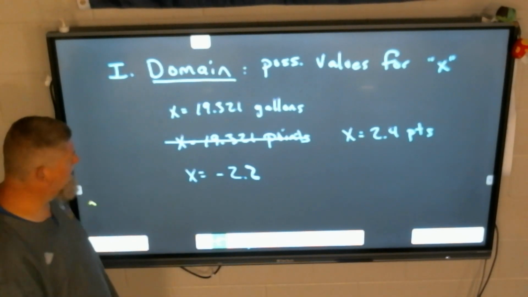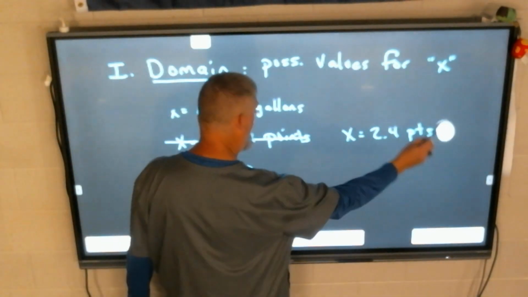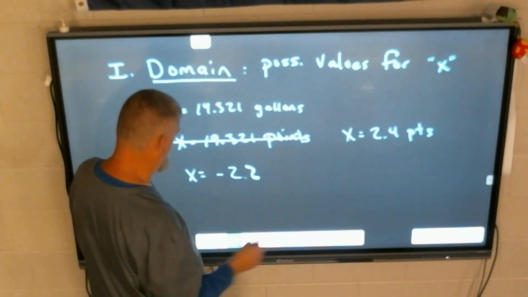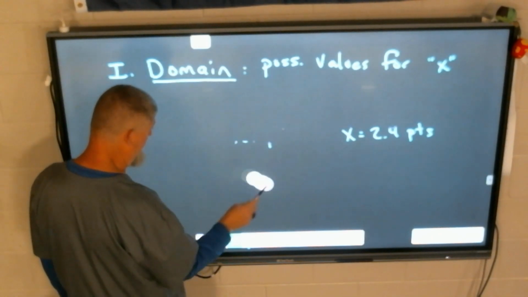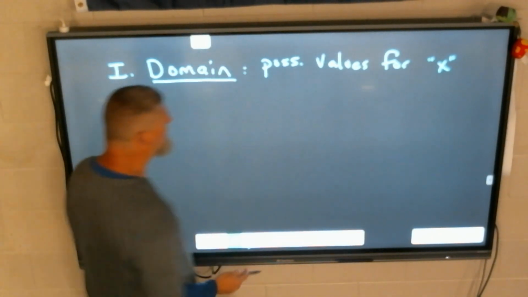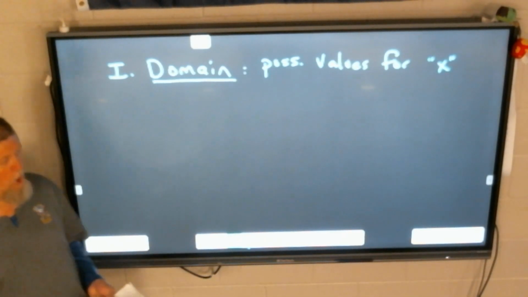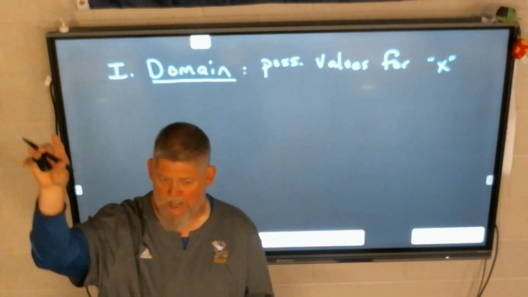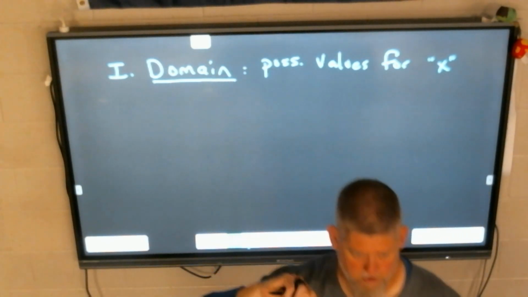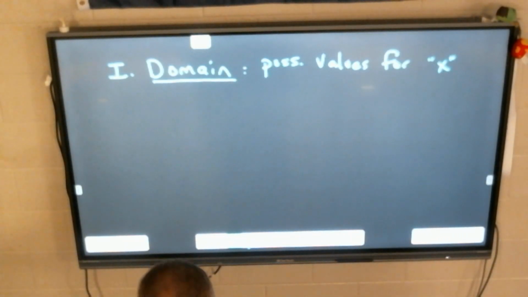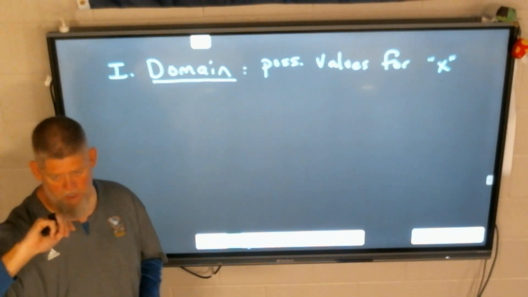Silly example, and it goes back years. You can't go to the store and buy 2.5 eggs. You can buy 2.5 dozen eggs, but you can't buy 2.5 eggs because you can't buy half of something. So we have to look at the domain: all the possible values that can go in for x. In basketball, with one shot, you can either score 0, 1, 2, or 3 points. You can't score 4 points. There's no 5-point play. In football, you can only score 0, 1, 2, 3, 6.